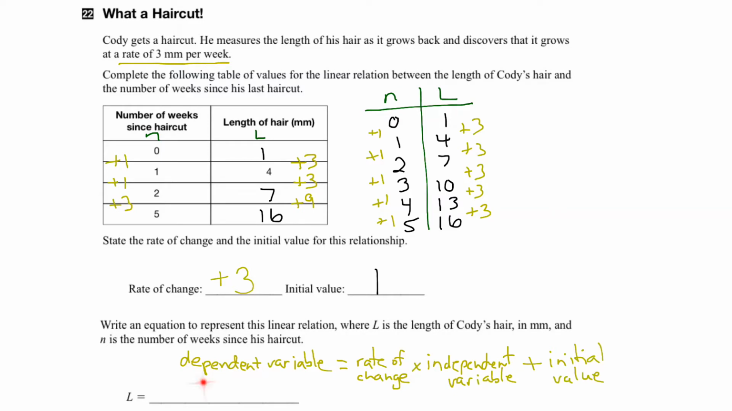So here we go. What's the dependent variable? We know it's L, so it's written right here. L equals the rate of change. We can write in 3 here. Positive 3, we'll just forget the plus sign, times the independent variable, which is n. So we multiply this by n, and we can write that as 3n, plus the initial value. The initial value is right here. It's the 1. So we simply say plus 1. And there we go. There is the equation for this linear relation: L = 3n + 1.